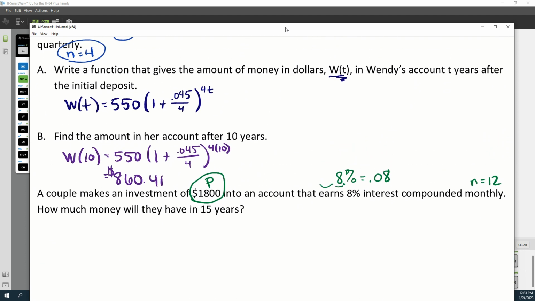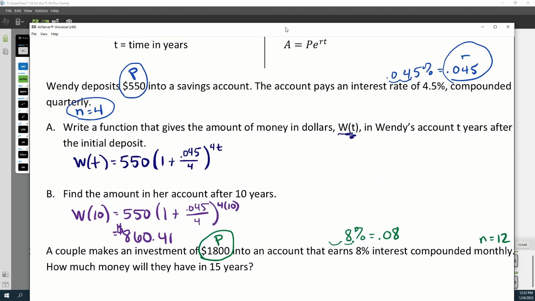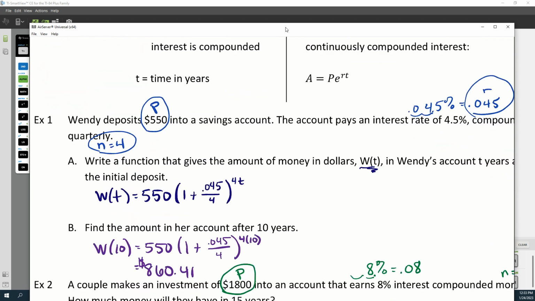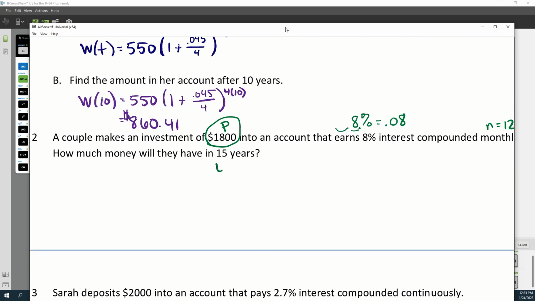Then I'll take that P, R, and N and plug it in. Oh, and there's one more thing we can plug in. We can plug in 15 for T. So I'm going to plug all those things in.